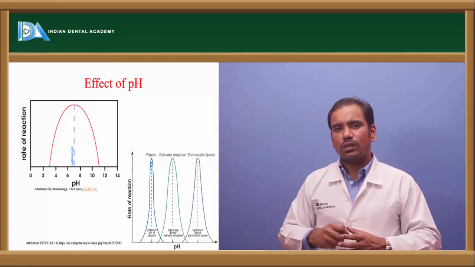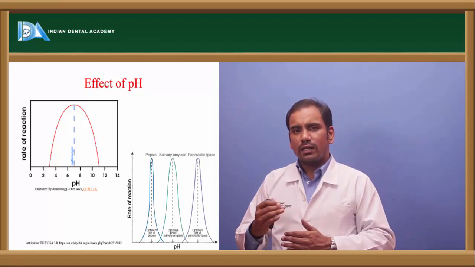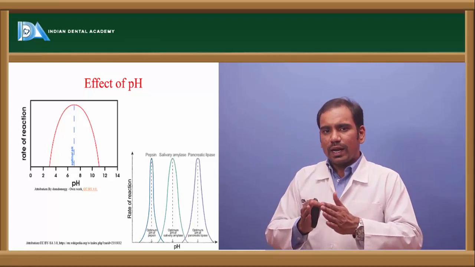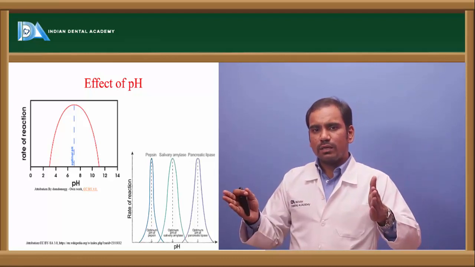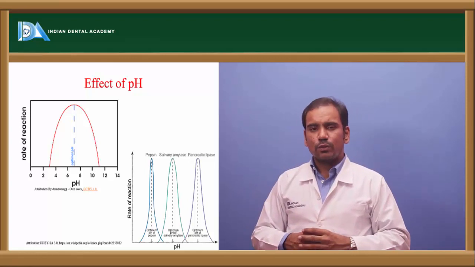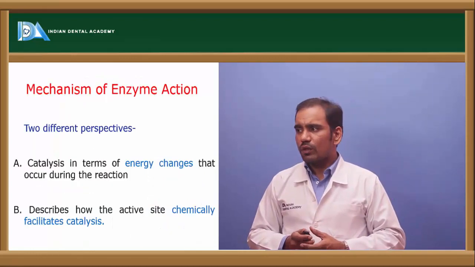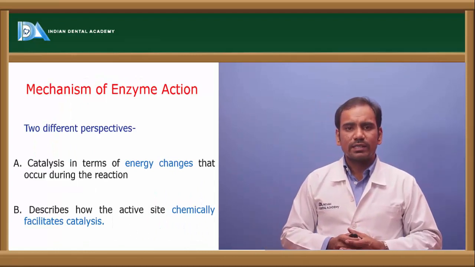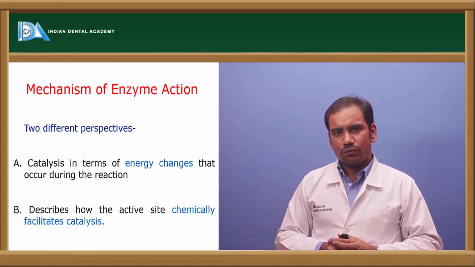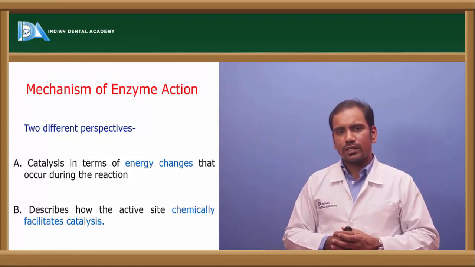So that pH we call as optimum pH, and optimum temperature is the temperature at which it shows the maximum velocity. At extremes of temperature and pH, the activity of the enzyme decreases because of the denaturation of enzymes. So those are the factors affecting the enzyme activity: the effect of concentration of enzyme, concentration of substrate, temperature and pH.